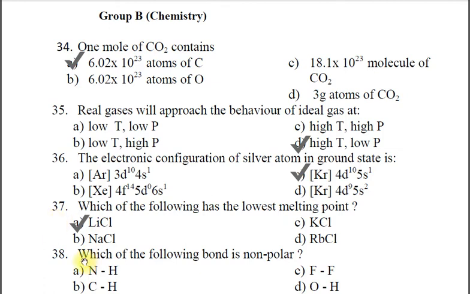Question number 38. A very simple question, listen carefully. Which of the following bonds is non-polar? A, N-H, B, C-H, C, F-F, D, O-H. And here the correct answer is option C, which is F-F. F stands for fluorine. So the fluorine-fluorine bond is non-polar because between the two fluorine atoms there is no electronegativity difference.